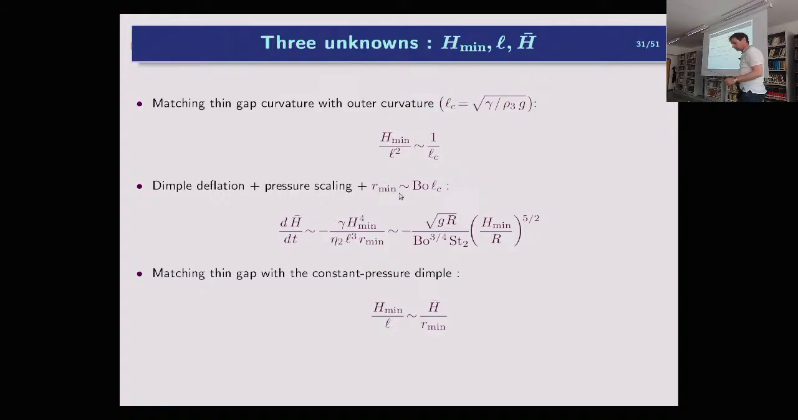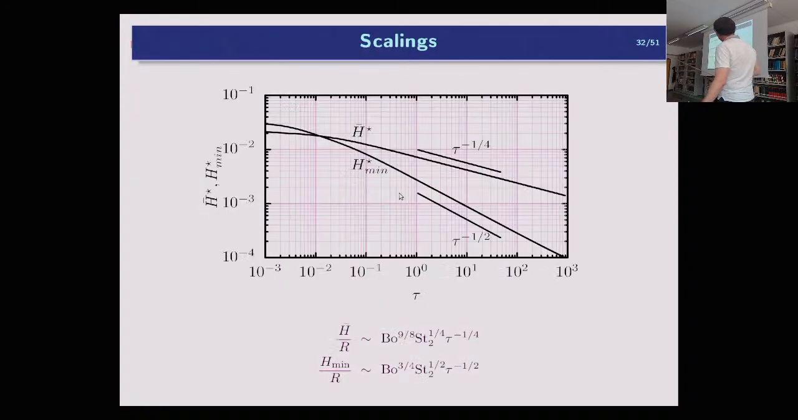So if you do that, again, the system is closed, so you can find the scalings for h bar, which is the mean height, and h min, which is the minimum height. It was known before: we find that the mean height goes like t to the minus 1/4. So we have a scaling in time for the decrease of this height. And the minimum height goes like t to the minus 1/2. And it works perfectly. This is quite simple and well known.